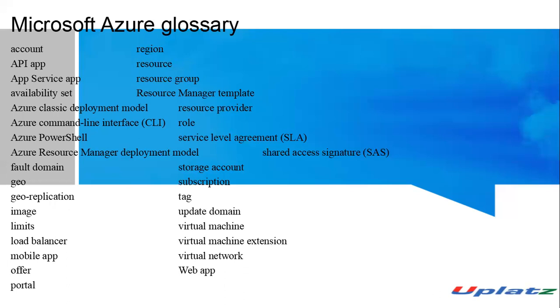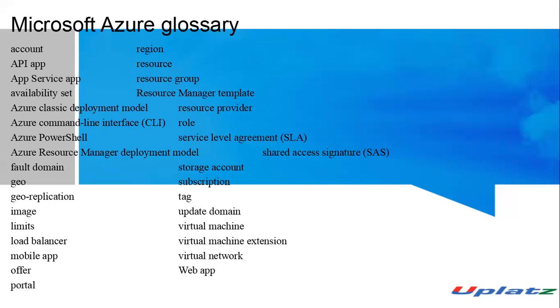Then we have update domain. It's the collection of virtual machines in an availability set that are updated at the same time. Virtual machines in the same update domain are restarted together during planned maintenance. Azure never restarts more than one update domain at a time. It is also referred to as upgrade domain.